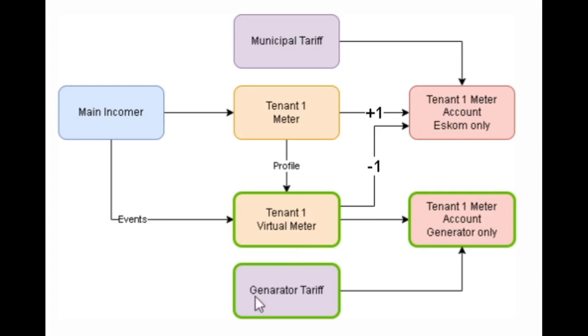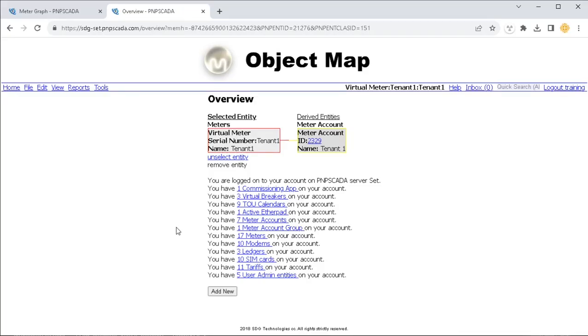Then we add a tariff for the backup power. We add a tenant backup power meter account to link the virtual meter and backup power tariff together to get a bill for backup power only. The tenant meter, however, will still be a combination of backup power and PSCADA power, so we subtract the virtual meter from the tenant's meter account to get a PSCADA only meter account. So that is how the process works. Let's now implement this process.